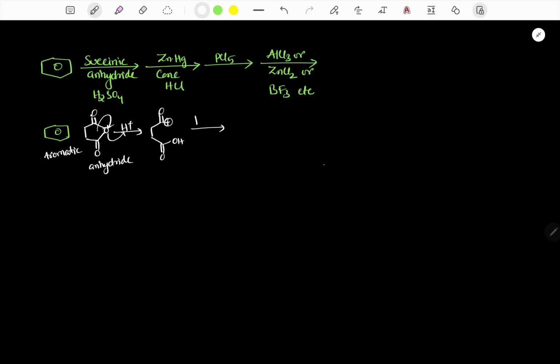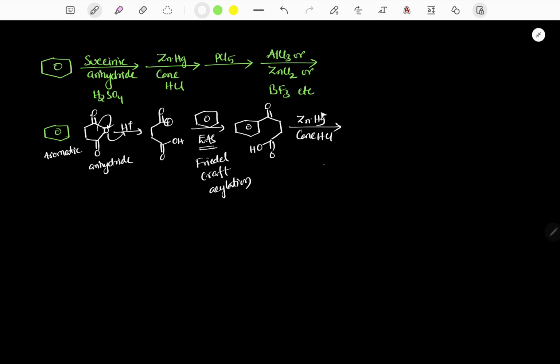Now this electrophile reacts with corresponding benzene and electrophilic aromatic substitution takes place. It is simply electrophilic aromatic substitution. And of course we know that this reaction is Friedel-Crafts acylation. Now it is treated with zinc mercury conc HCl. So this reagent combination is Clemmensen reduction.